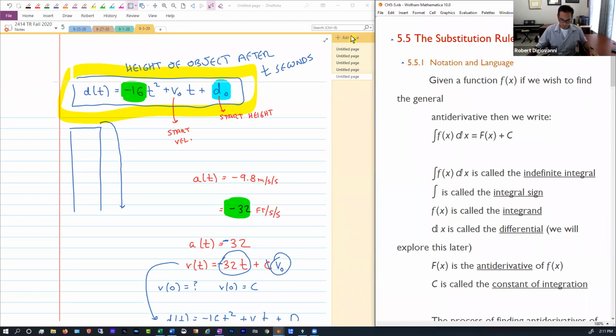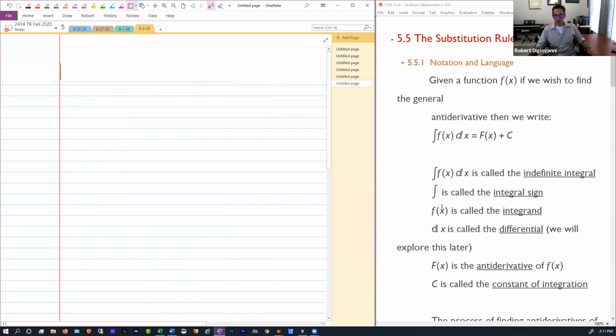All right, so 5.5 is called the substitution rule, which we're about to get to. But before we get to it, we're going to get some notation out of the way. Right at this point, if I want you to find the antiderivative of something, I have to explicitly tell you to do it. I need to write down the function, then say, hey, go find the antiderivative, right?